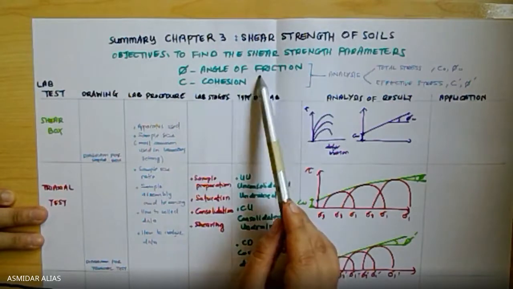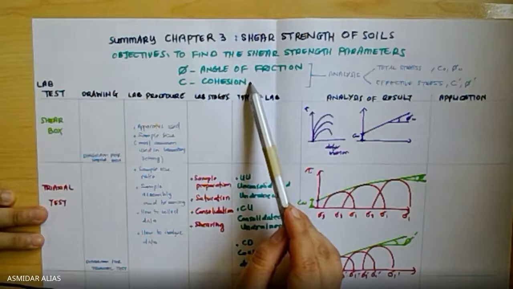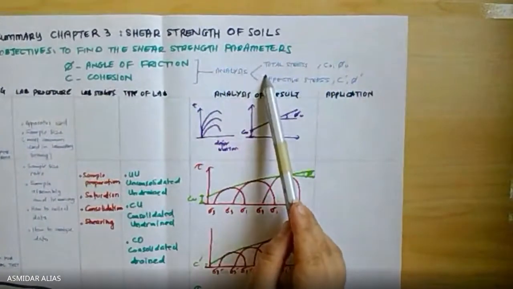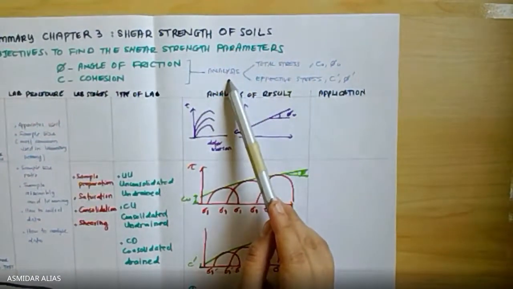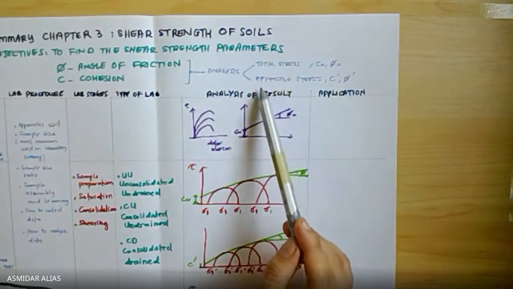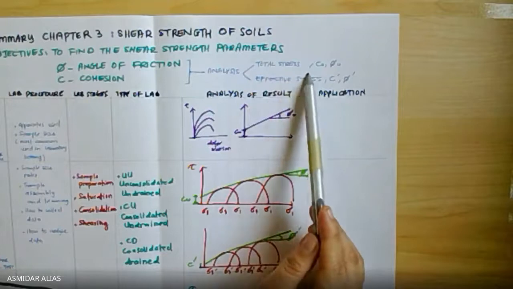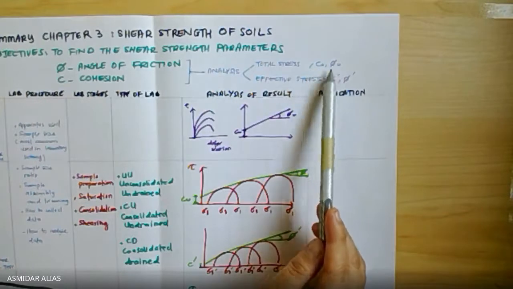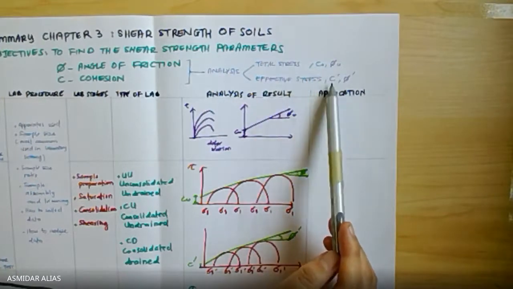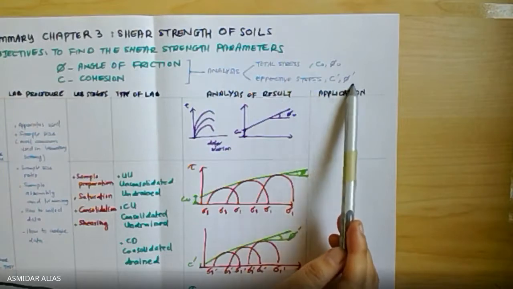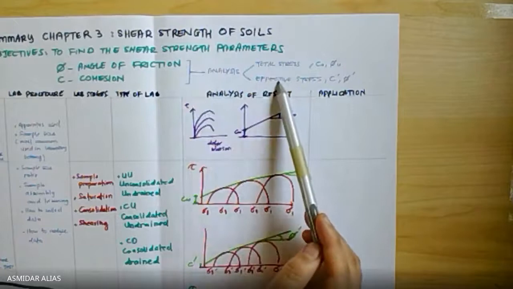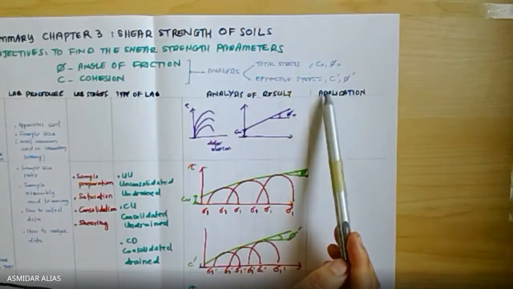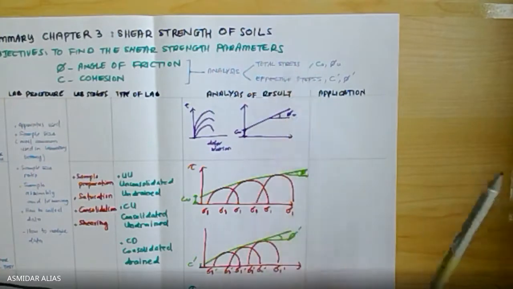This is the general understanding about the shear strength parameter, but in terms of analysis, we have two types: total stress analysis and effective stress analysis. In total stress analysis, the shear strength parameters we always denote by Cu and Phi u. For effective stress analysis, we always denote them by C dash and Phi dash. So in this chapter, it depends on which shear strength parameter is required by the question, and the analysis will follow that requirement.